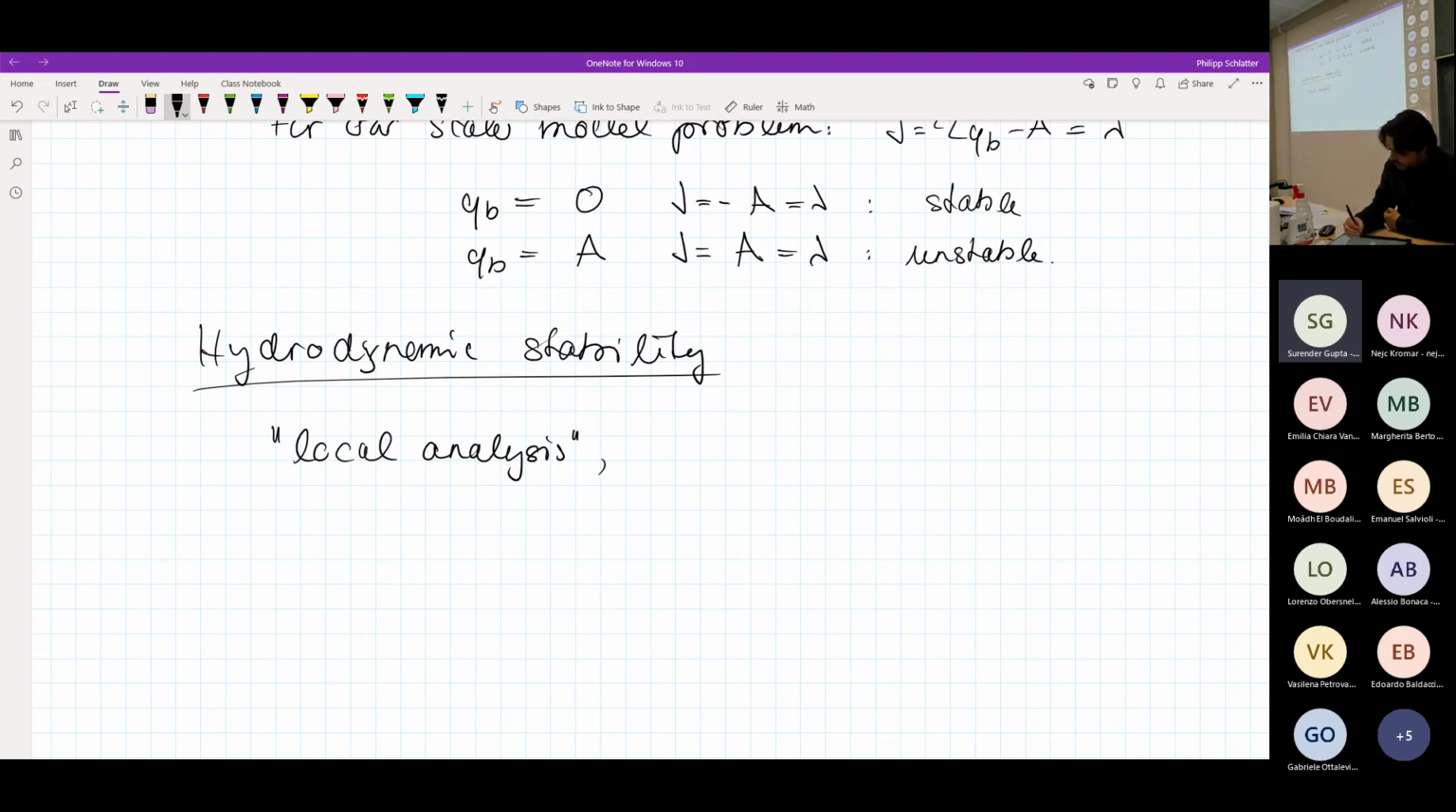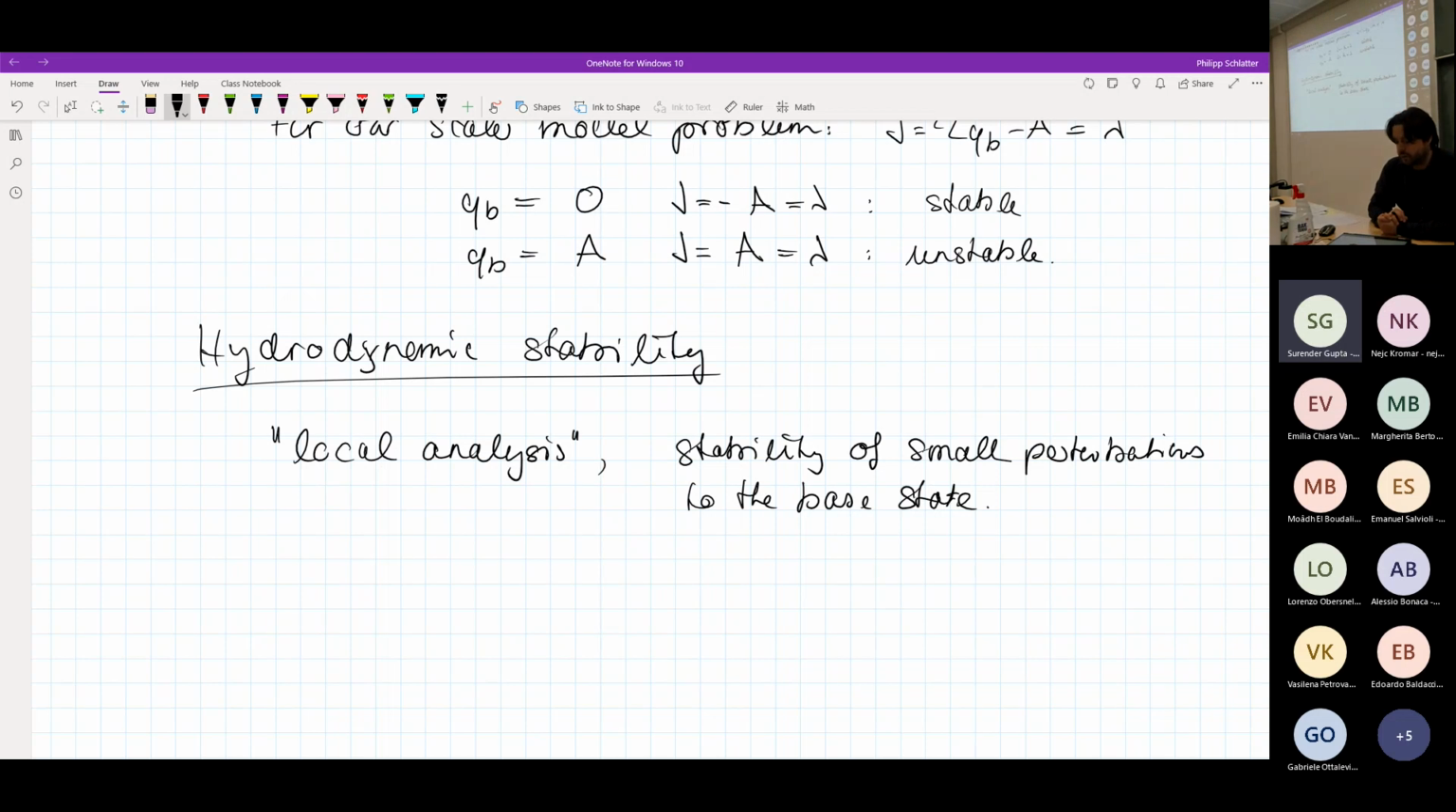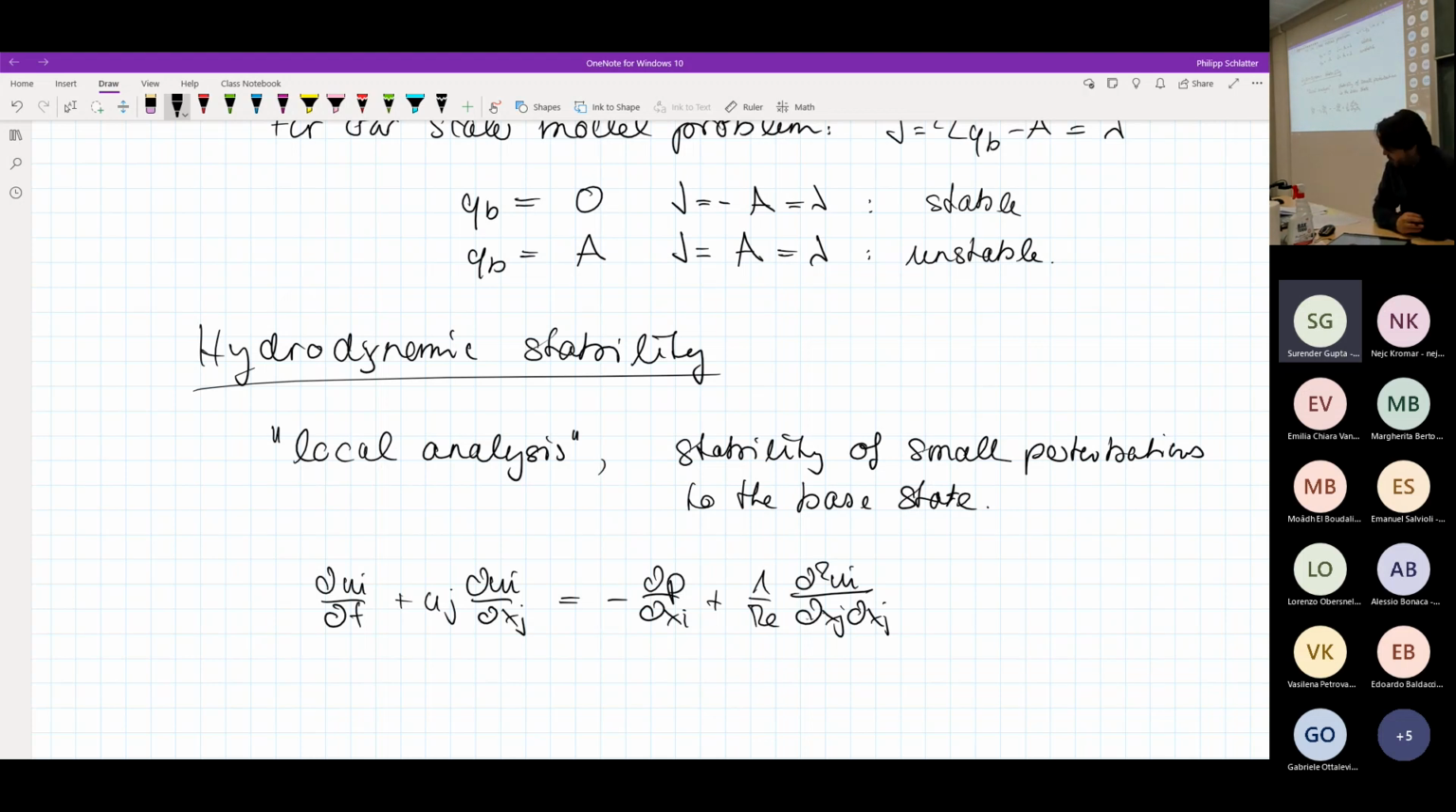So it's a local analysis in the sense that we look at the stability of small perturbations to a specific base state. That's what we're going to look at. Just with the difference that now the equations that we need to consider are the Navier-Stokes equations. So we look at those equations: du_i/dt plus u_j du_i/dx_j is minus dp/dx_i plus 1 over Reynolds times d squared u_i/dx_j dx_j. So that's the momentum equation, just a normal momentum equation written in a non-dimensional form.